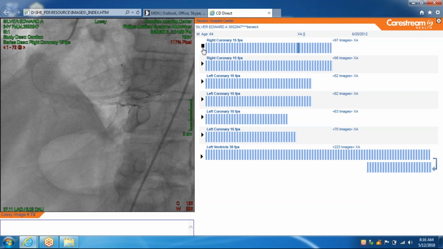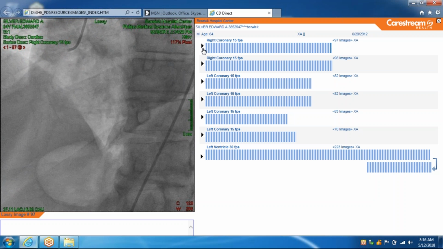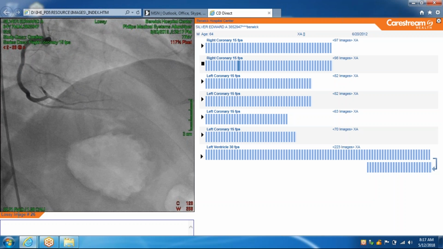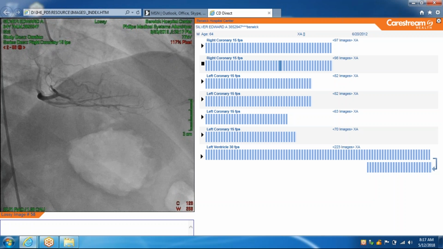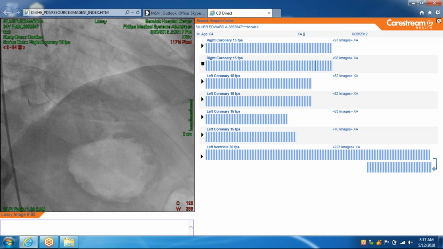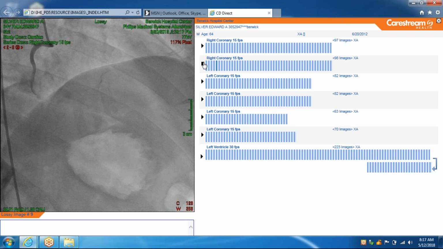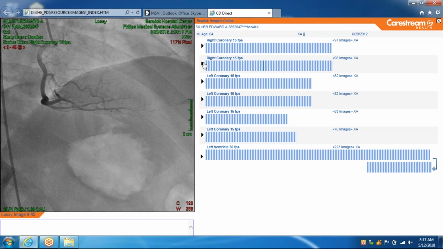Where you inject your dye, you see there's no obstruction, and then you want to take another view. So if you look here, this is RAO now, RAO caudal. So your camera is now on the right side at 30 degrees, and it's towards the leg. Caudal means towards the legs. So you inject the dye and you outline the blood vessel. You can see that there's no obstruction.